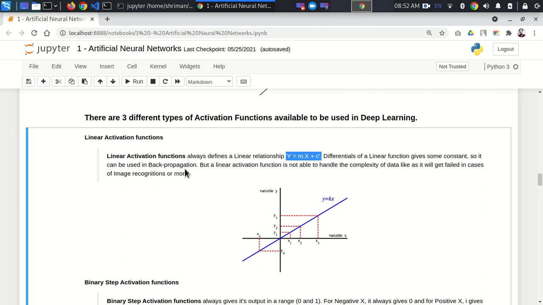But then people were facing an issue. Whenever they used linear activation functions in use cases like image recognition or image classification, they were not able to handle the complexity of data, because with images and text data there is not any kind of linear relationship, and if there is no linear relationship, then we can't use linear activation functions at that point of time, right? So people introduced this one, but it failed.